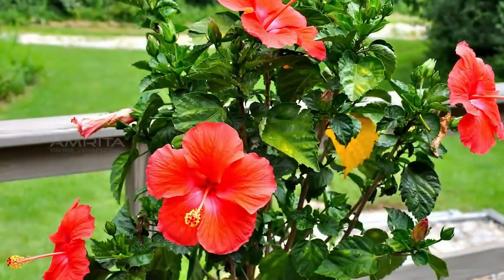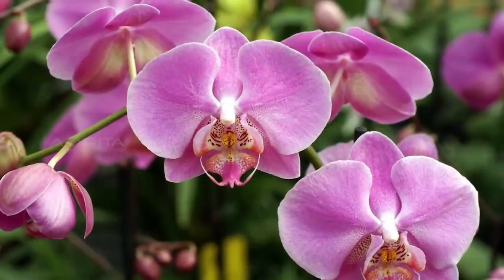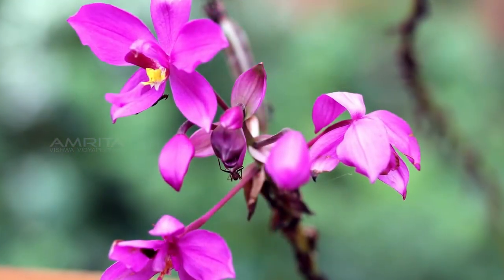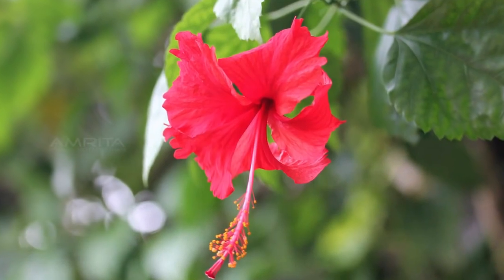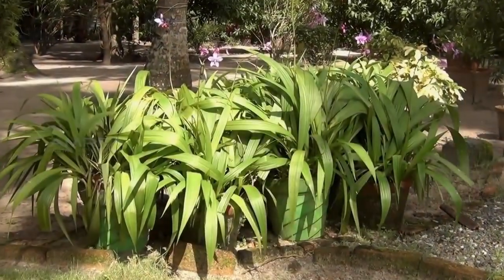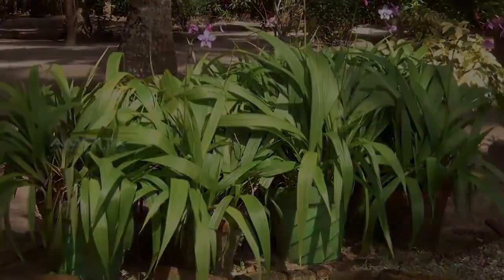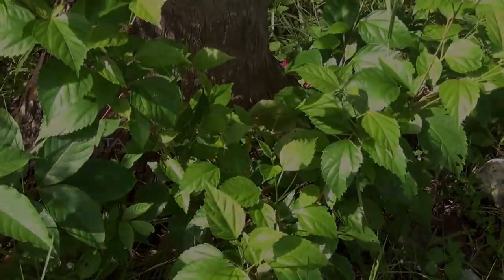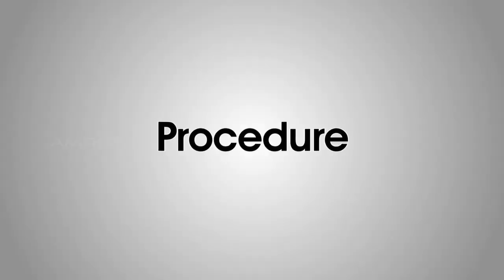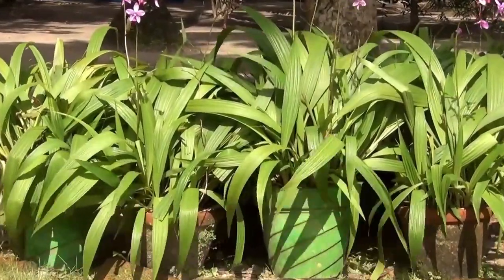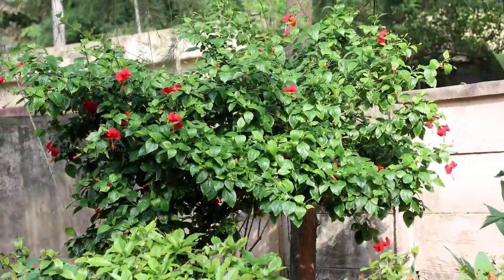To gain a better understanding of the various features of monocots and dicots, we will now study two plants, one a monocot and the other a dicot. To do the experiment, we will require an orchid plant that is a monocot and a hibiscus plant that is a dicot. Procedure: ensure that both the plants you've taken have roots, leaves and flowers.